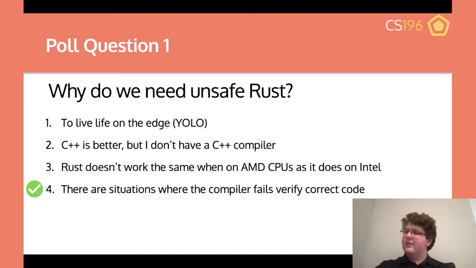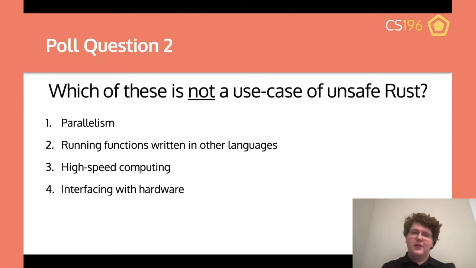Okay, so question 2: which of these is not a use case of unsafe Rust? And while you're putting that in, I'm going to make one more quick point on memory mapped hardware, because I forgot to mention this.